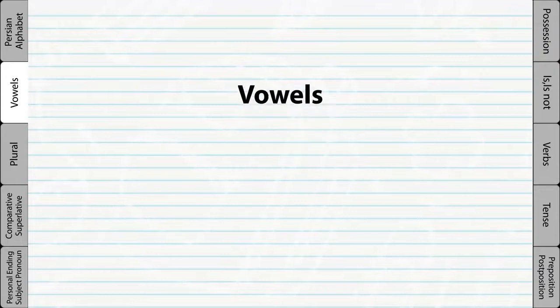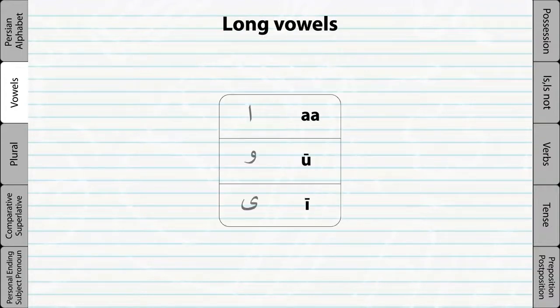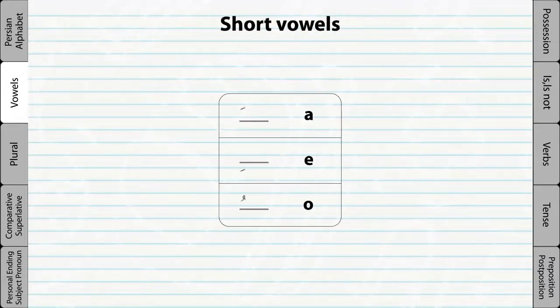Vowels. The Persian language has 6 vowels, 3 long vowels and 3 short vowels. The long vowels are these. And these are the short vowels in Persian. The short vowels are attached to other letters and cannot appear alone.